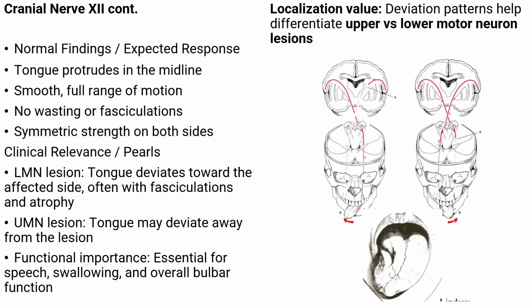Clinically, the pattern of deviation provides important localization clues. A lower motor neuron lesion causes the tongue to deviate toward the affected side, often accompanied by fasciculations and atrophy. In contrast, an upper motor neuron lesion may produce deviation away from the side of the lesion. Understanding these patterns is critical for assessing bulbar function and differentiating between upper and lower motor neuron pathology.